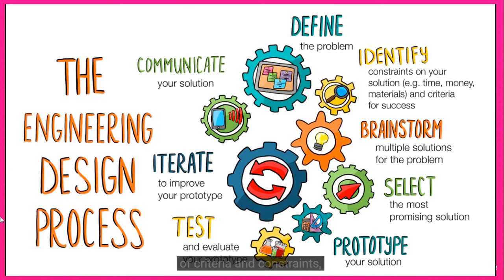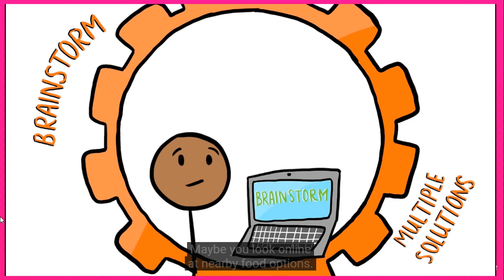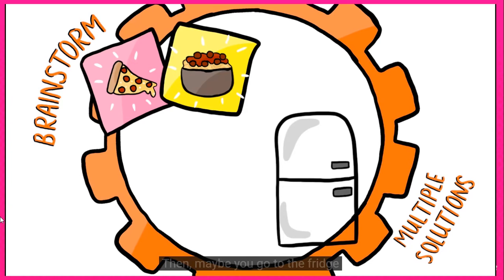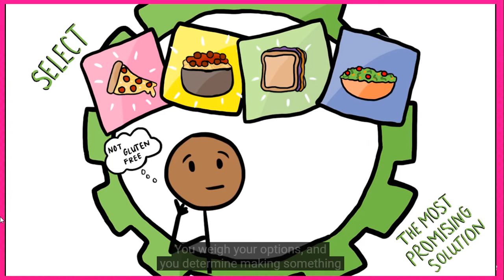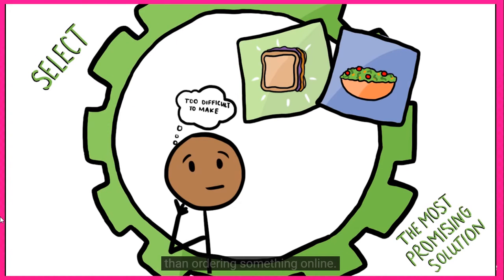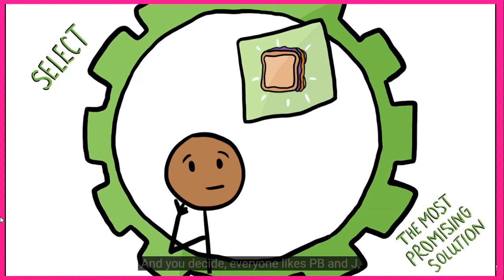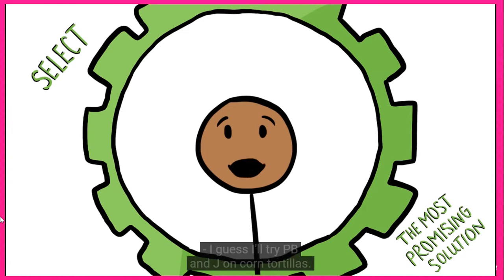Once you've got a pretty solid list of criteria and constraints, you can start brainstorming ideas for solutions. Maybe you look online at nearby food options. Then, maybe you go to the fridge and you start figuring out what you could make. You weigh your options and you determine making something at home will be cheaper and faster than ordering something online. And you decide everyone likes PB&J, but you don't have gluten-free bread. Oh. But you do have corn tortillas. I guess I'll try PB&J on corn tortillas.